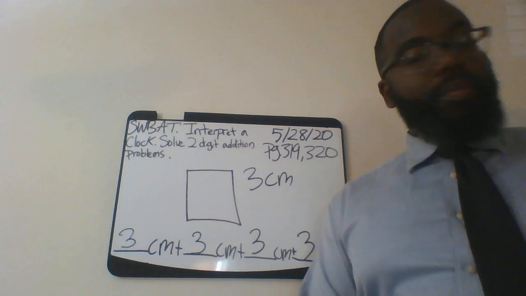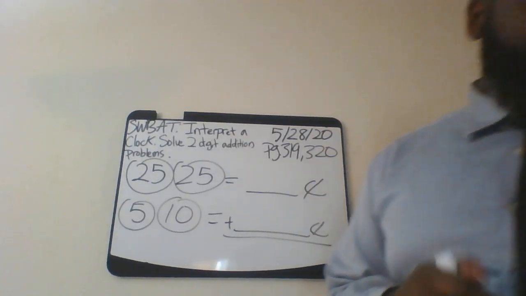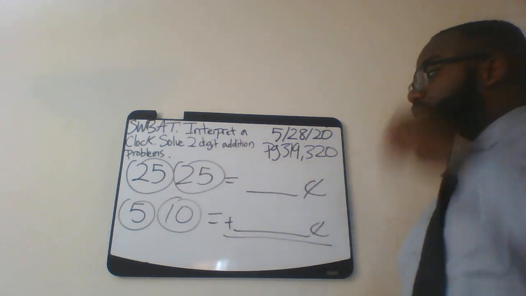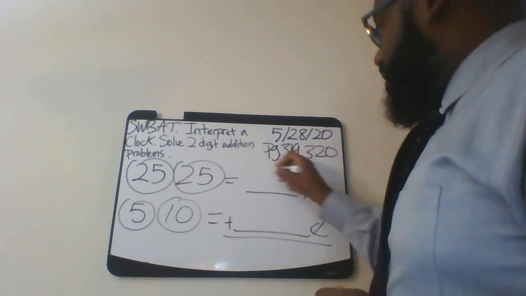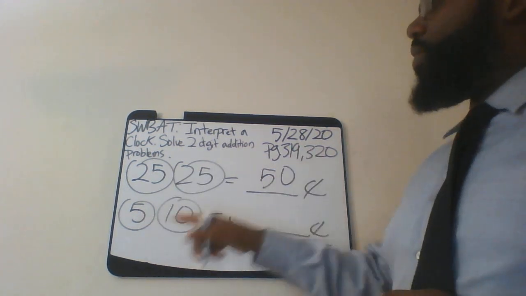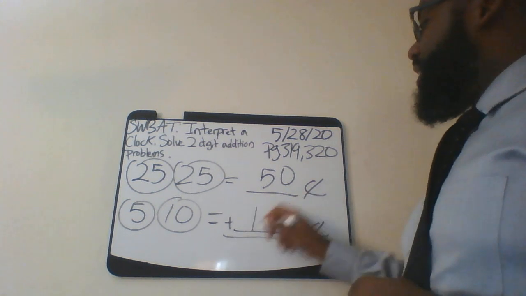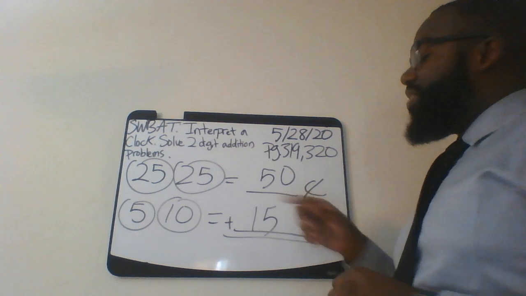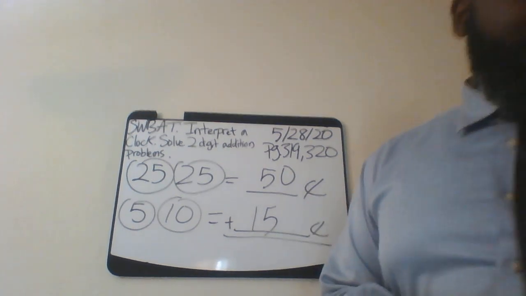Now let's focus on number 4. All right, so for number 4, we're counting the coins and adding. So first off, we're adding 2 quarters, and that will be 50 cents. Next, we're adding a nickel and a dime, and that will be 15 cents. So your sum will be 50 plus 15, and that will be your answer.